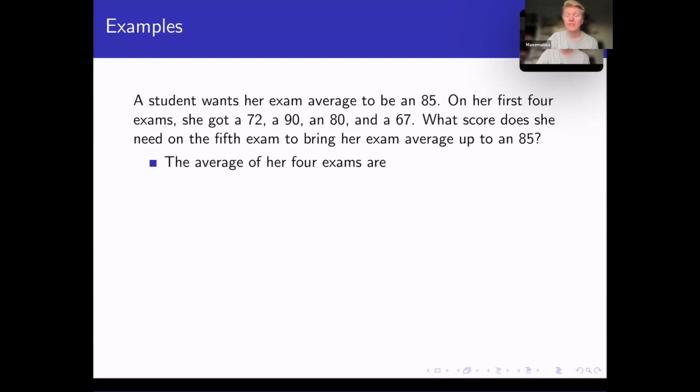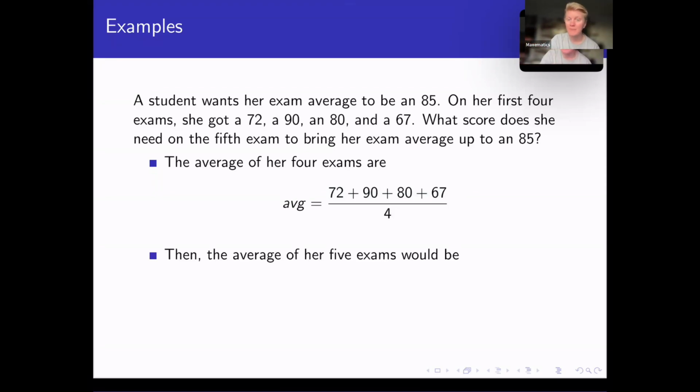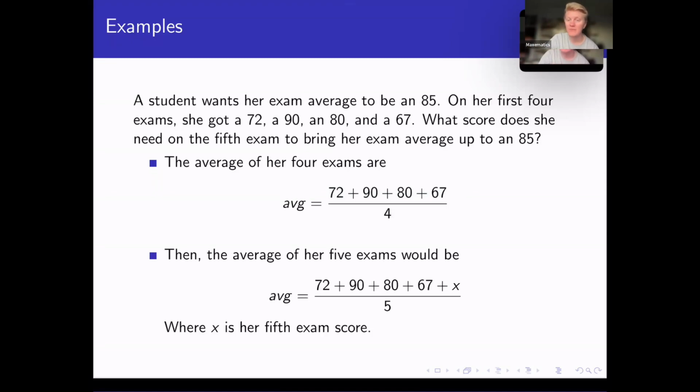Okay, well, the average of her 4 exams would be adding those 4 exams together and dividing by 4. But we want the average of 5 exams, and we don't know what that 5th exam is. Well, that's not a big deal. All we want to find is the average of 5 exams, but if we don't know what that 5th exam is, why don't we just call it X for right now? So we would add those 5 exam scores and then divide by 5.